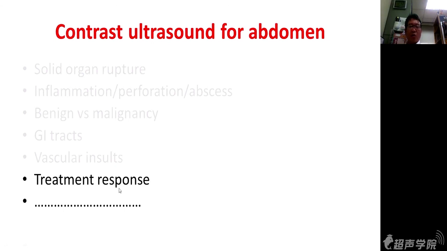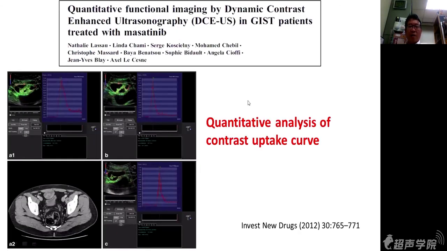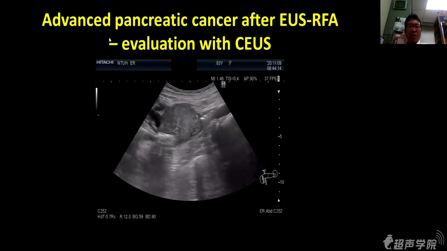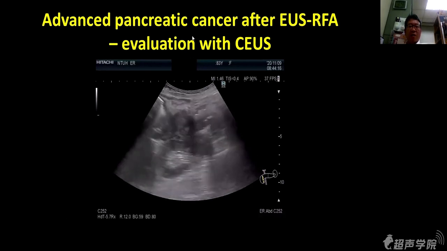So the last is the treatment response. There are some groups that show quantitative analysis of the contrast uptake curve for GIST treated with targeted therapy. The contrast uptake curve is low after the treatment and high before the treatment. So it can be used to evaluate the treatment effect of the targeted therapy. And this is pancreas cancer.